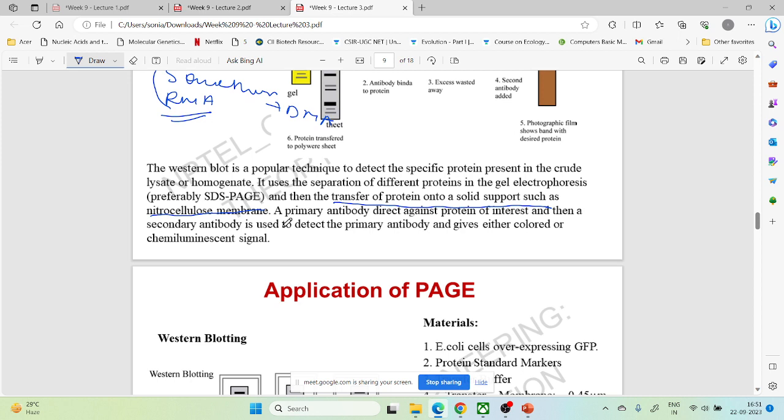The primary antibody binds to the antigen straight away, and the secondary antibody binds the primary antibody. Yes. The primary antibody is specific to the protein, but the secondary antibody is specific to the primary antibody. So why do we need a secondary antibody? Why can't we just have a primary antibody and detect the signal?